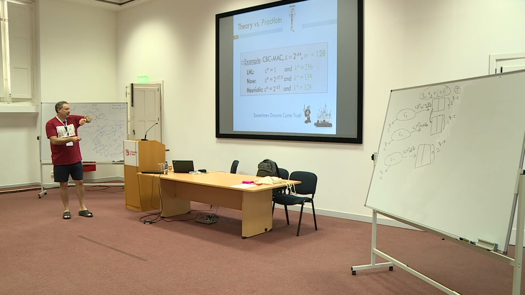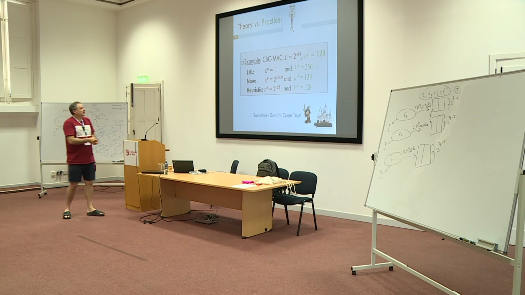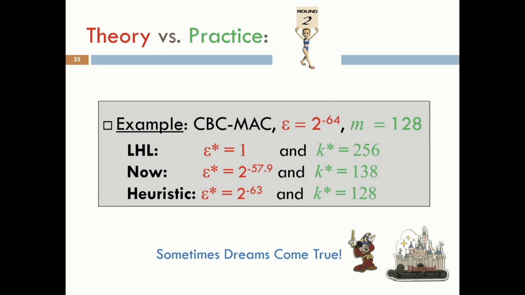So these would be our particular examples, translated here. Ignore this epsilon star. Heuristic key derivation says I just need 128 bits of random entropy. The leftover hash lemma says that if I need a key for CBC-MAC, I need to get 256 bits of entropy, and our result says that I need only 138 bits of entropy. So it's pretty good.